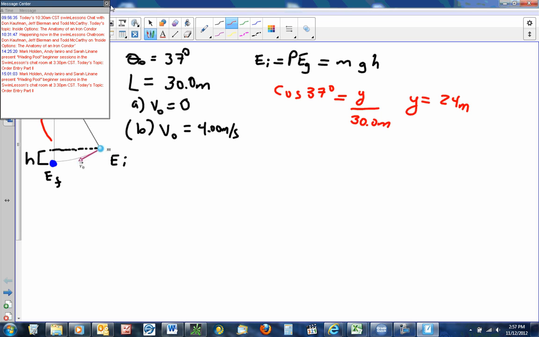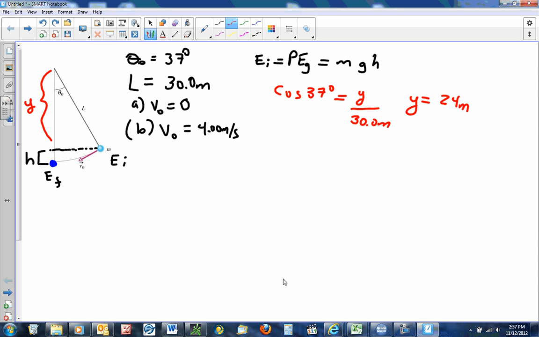Well, to get h, when Tarzan gets down here, this whole length, y plus h, is going to be 30. That's not going to change. And so the h that we're looking for is going to equal 30 meters minus 24 meters, which is obviously 6 meters. So h is going to be 6 meters.